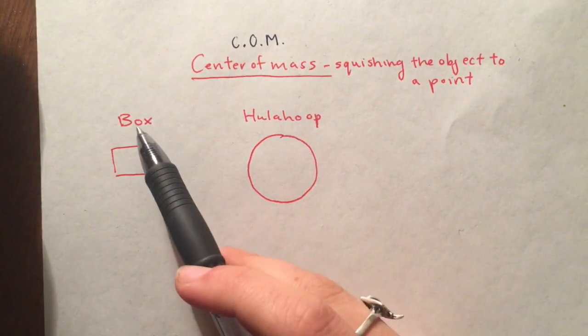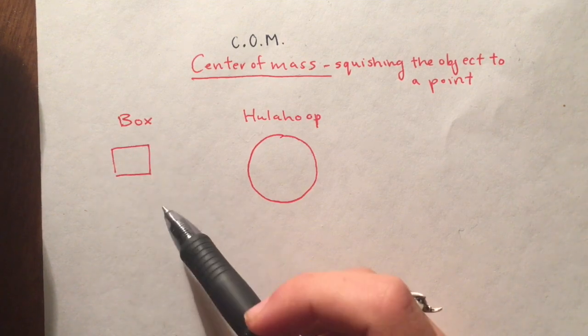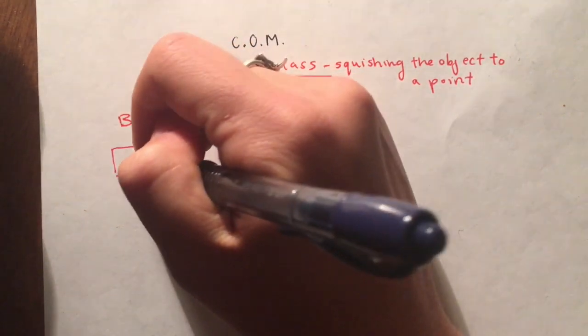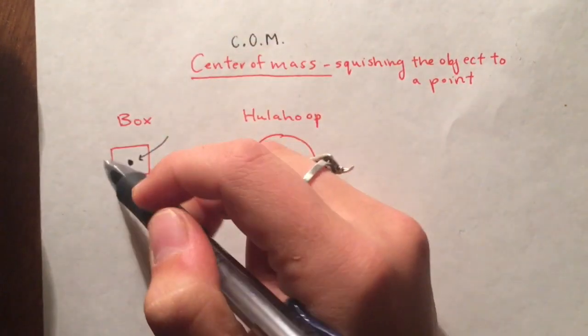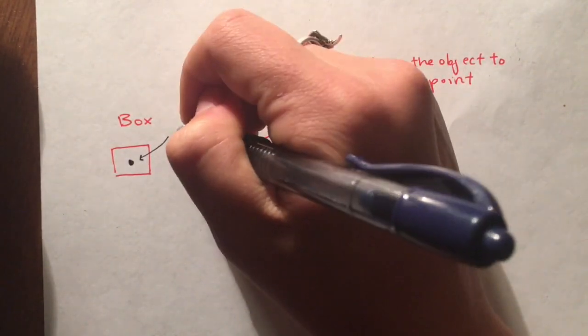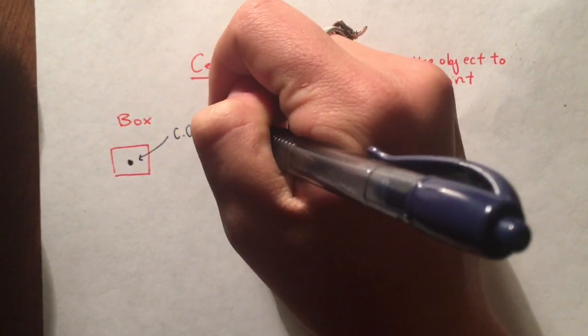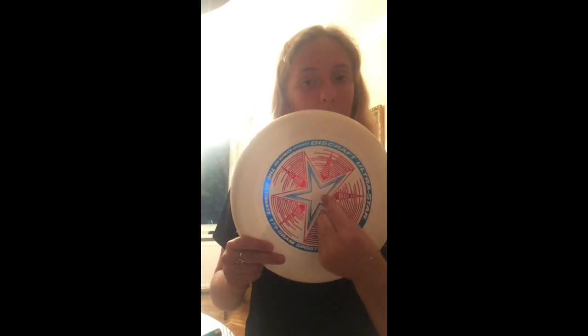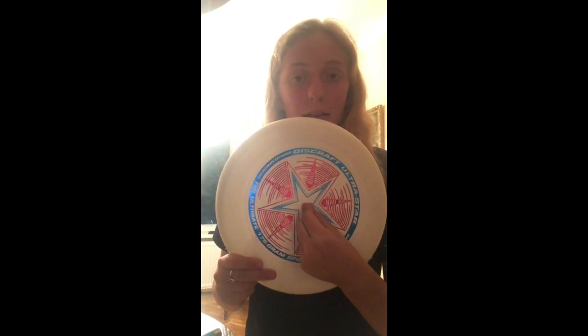So if you have a box, this is my box, where's the center of mass? The center of mass is in the center. It is as if we squish the box to one singular point. That is our center of mass. Well, for instance, I have this frisbee here. The center of mass of this frisbee is in the center of the actual frisbee. Right? So I could squish this whole frisbee down into one point in the center, and gravity would act on it in the same way.